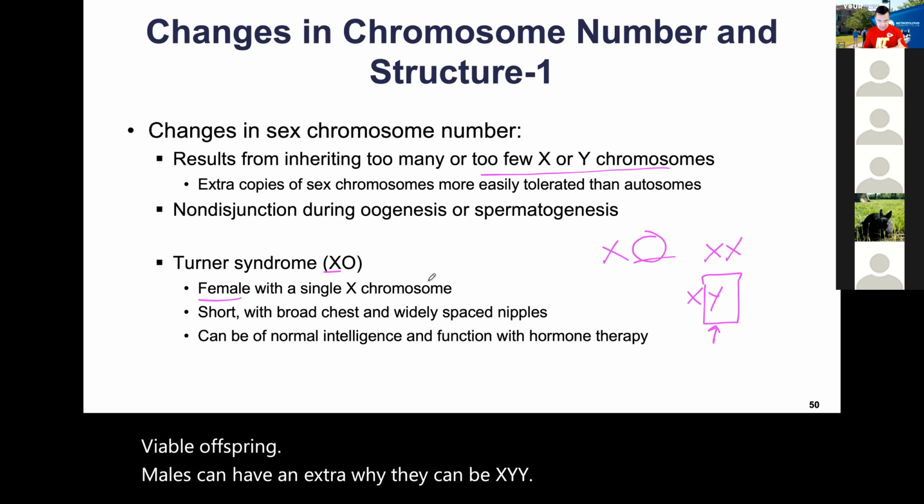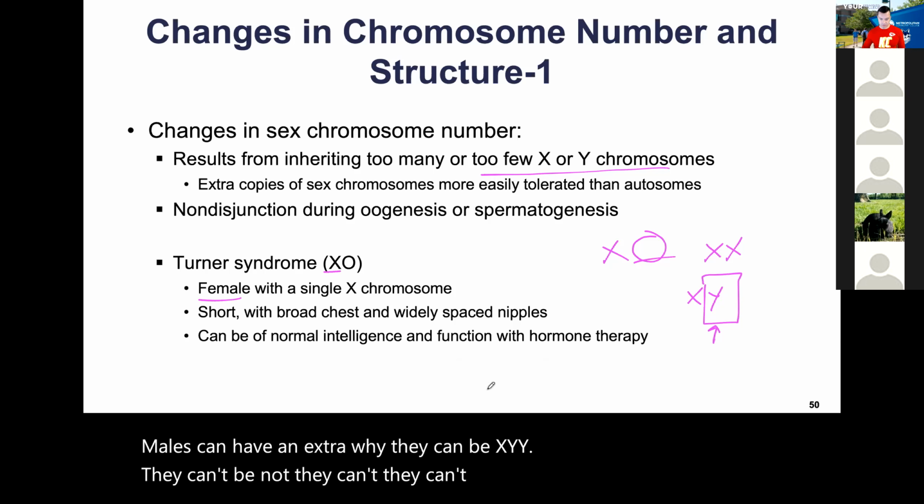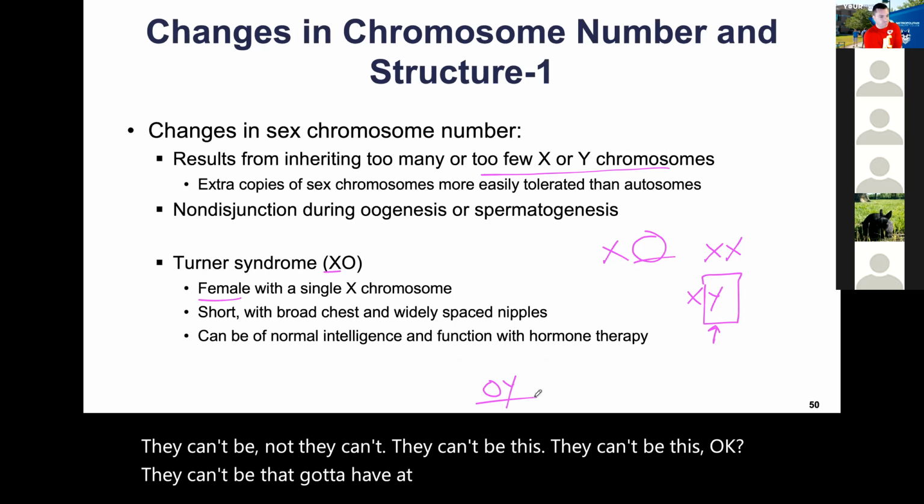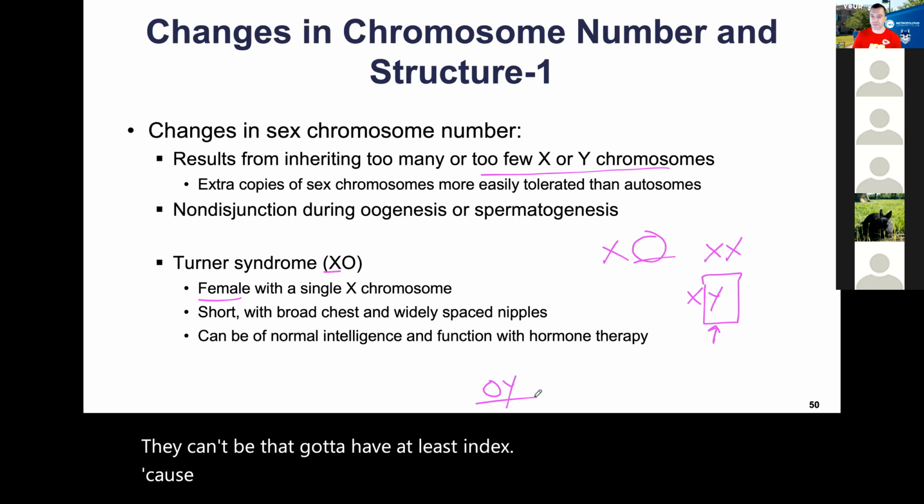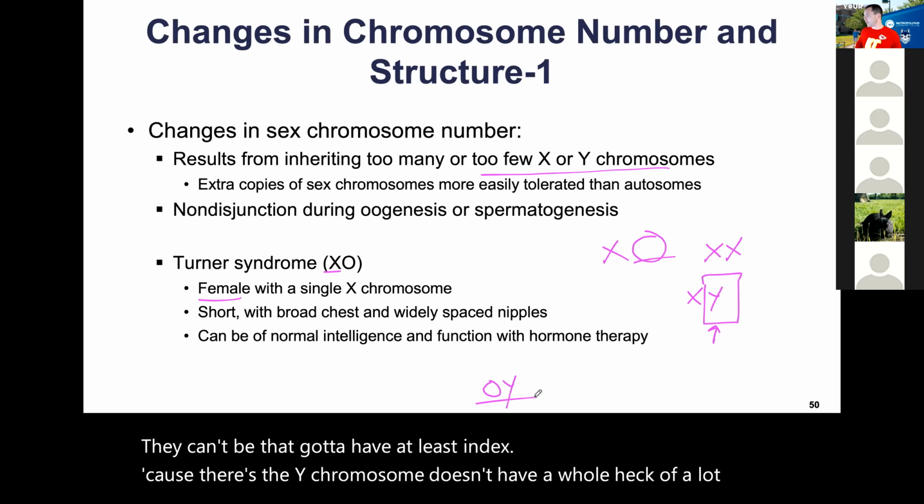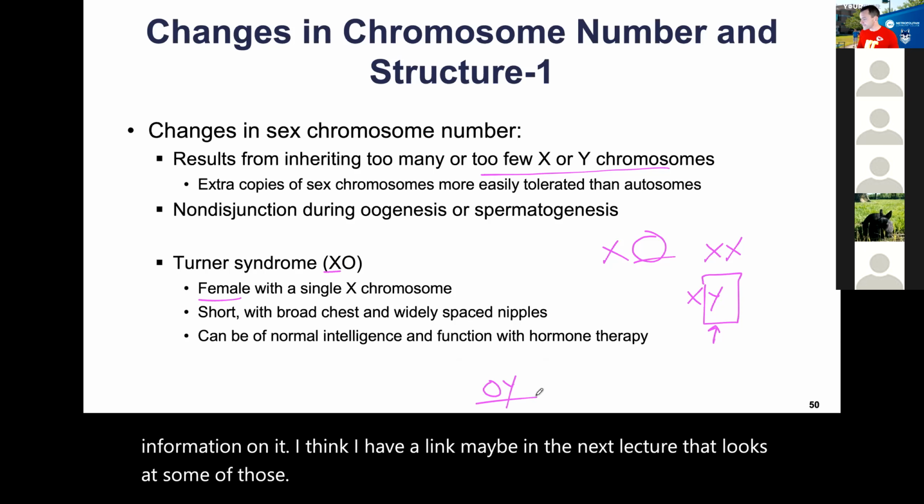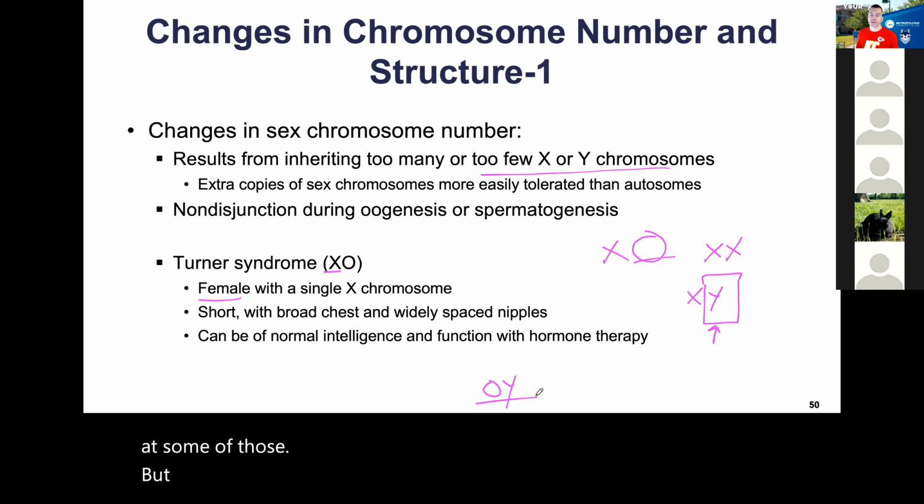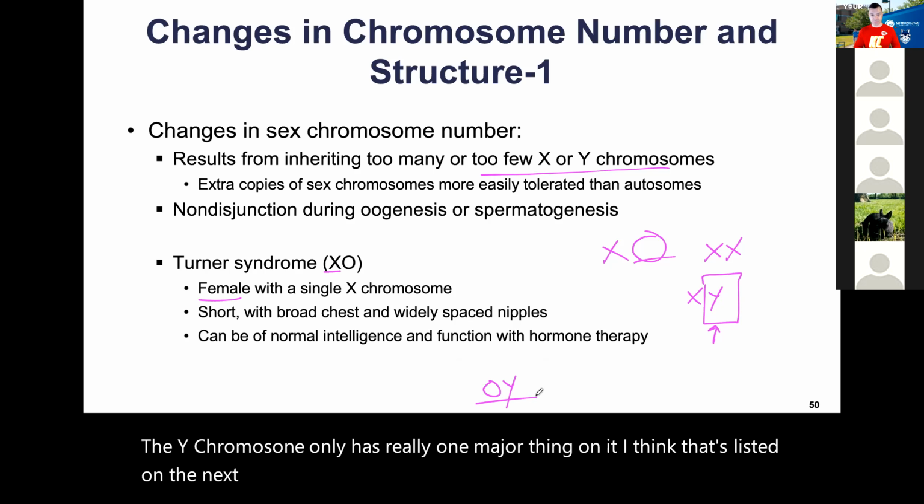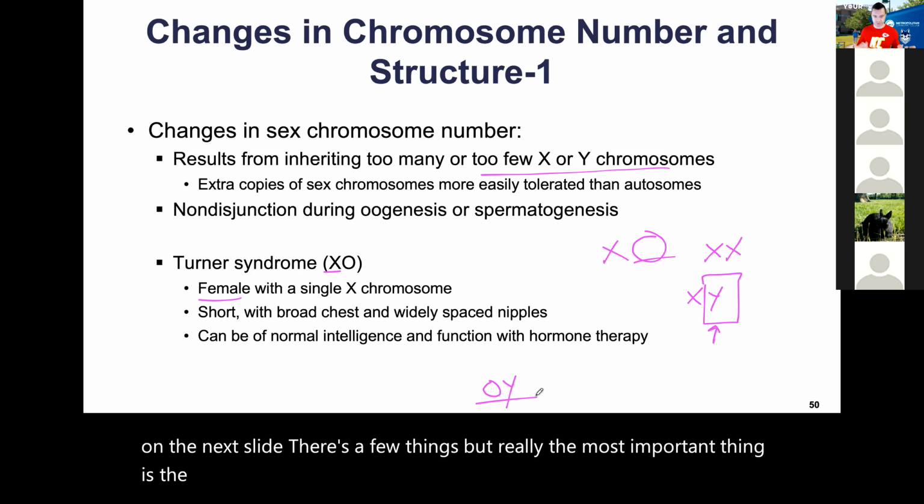They can't be this. They can't be that. You have to have at least an X, because the Y chromosome doesn't have a whole heck of a lot of information on it. I think I have a link maybe in the next lecture that looks at some of those. But the Y chromosome only has really one major thing on it. I think that's listed on the next slide. There are a few things, but really the most important thing is the testosterone producer.